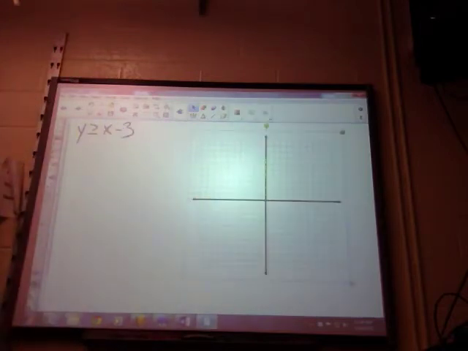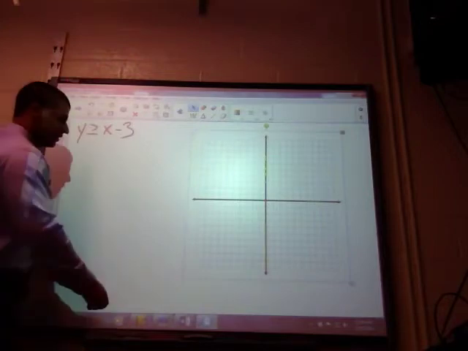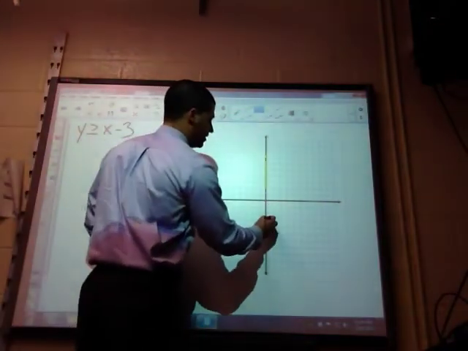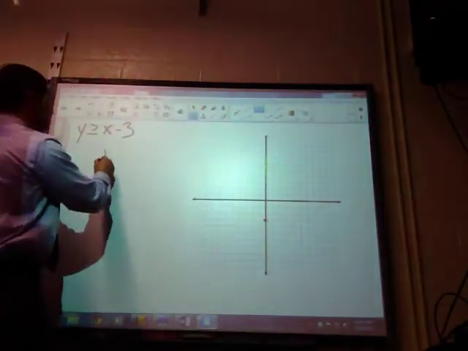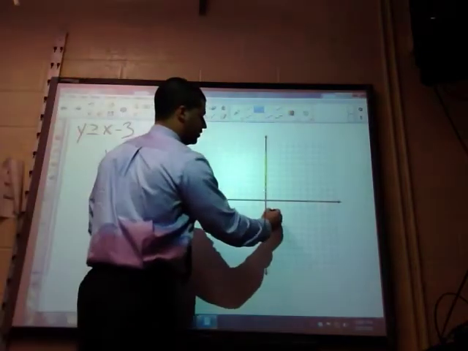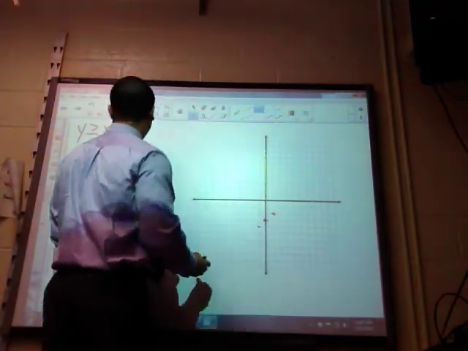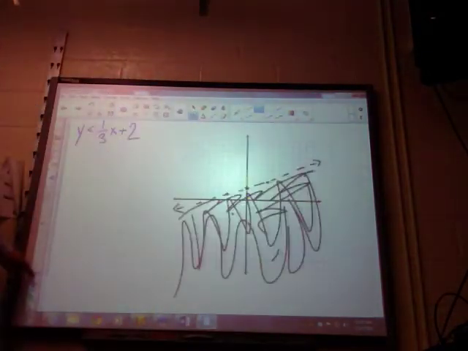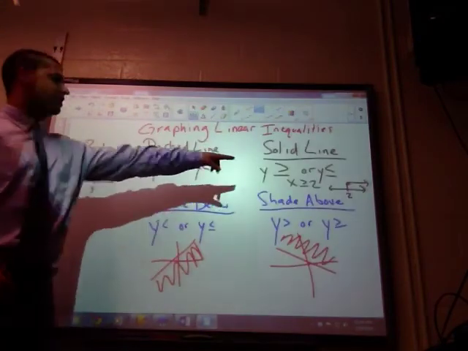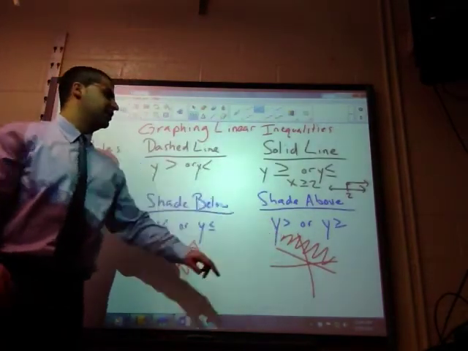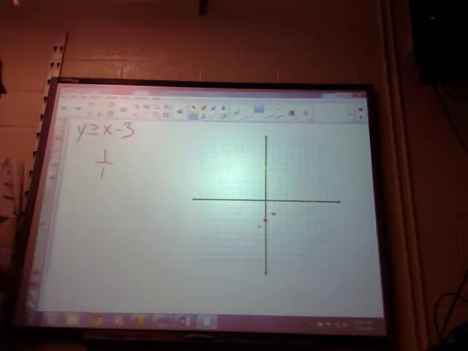How about this one? y is greater than or equal to x minus 3. Go down to -3. The slope is 1, so we go 1 over 1. Up 1, right 1, down 1, left 1. Greater than or equal to means we have a solid line, and greater than or equal to means shade above. So we're going to draw a solid line.